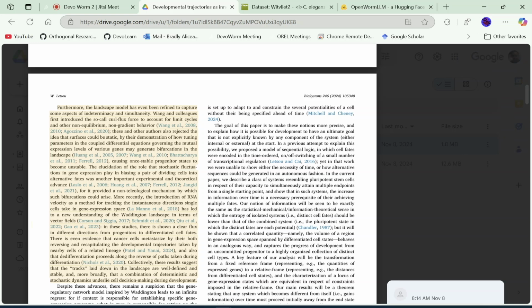The first one is that he talks about the landscape model, and he's getting at maybe the limitations of the landscape model and the benefits of the landscape model. And then he gets into this discussion: furthermore, the landscape model has even been refined to capture some aspects of indeterminacy and simultaneity. Wang and colleagues first introduced the so-called curl flux force to account for limit cycles and non-equilibrium, non-gradient behavior.